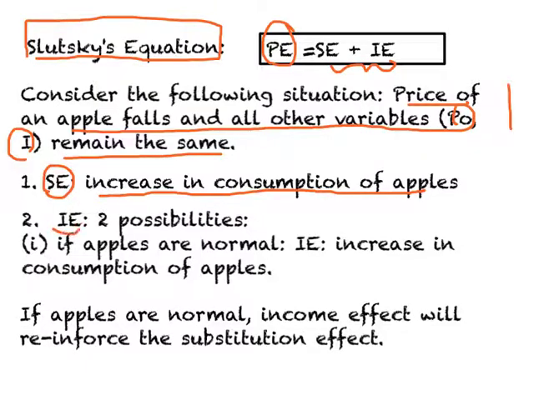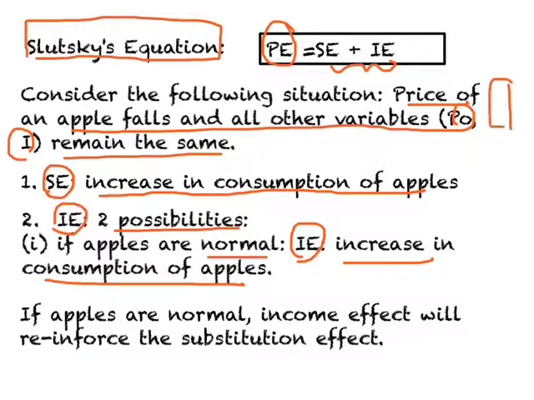And when we look at the income effect in this case, there are two possibilities. And so in the case of income effect, the result is not unambiguous. It all depends on what kind of a good we are looking at. If apples happen to be a normal good and real income increases, the income effect will be an increase in consumption of apples.